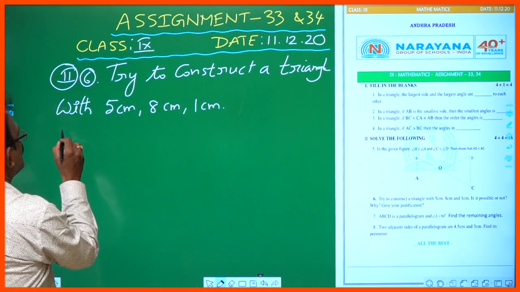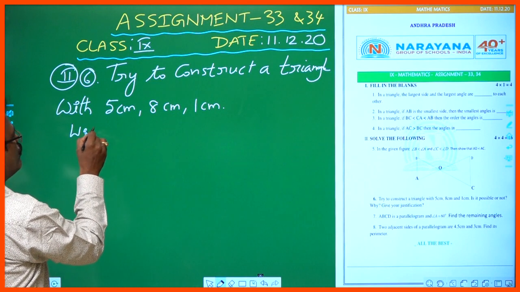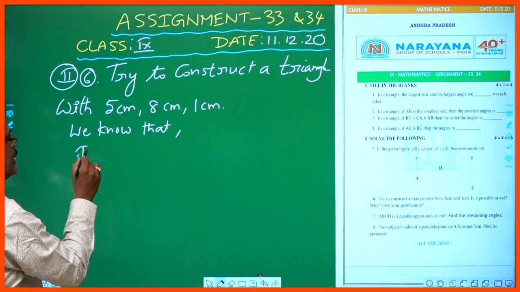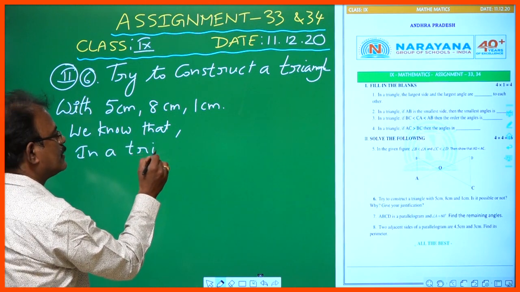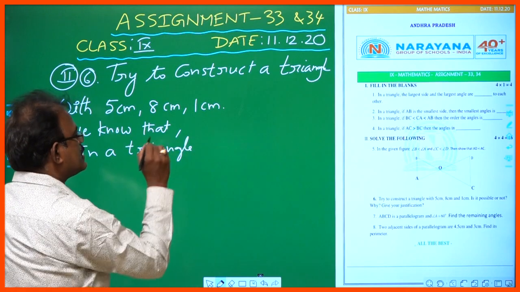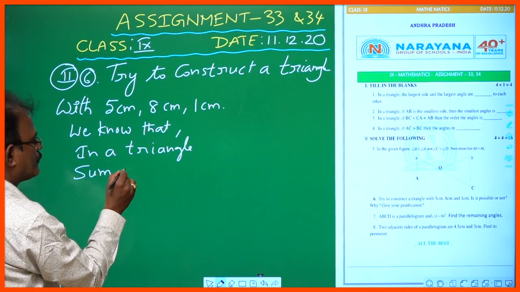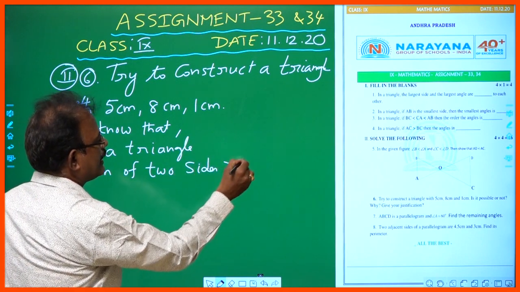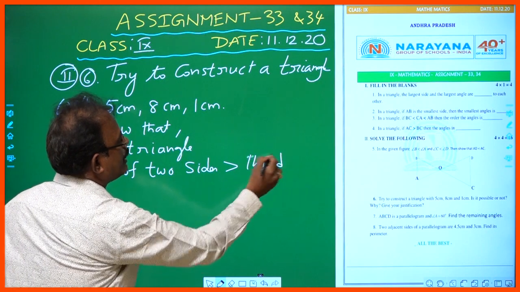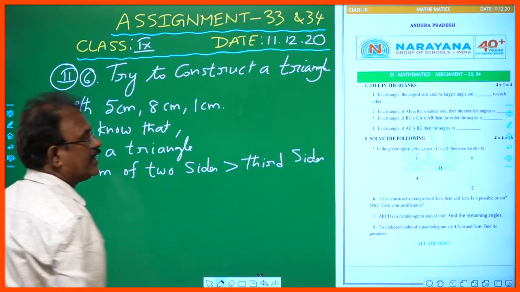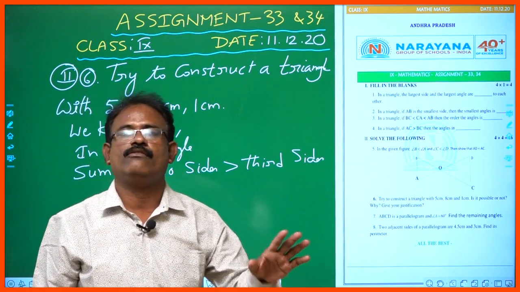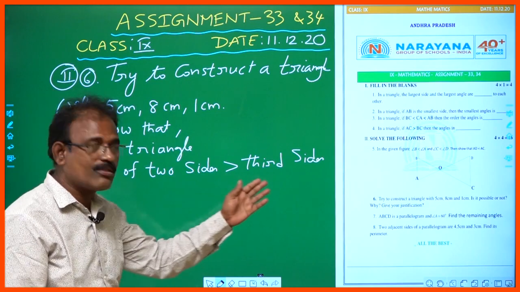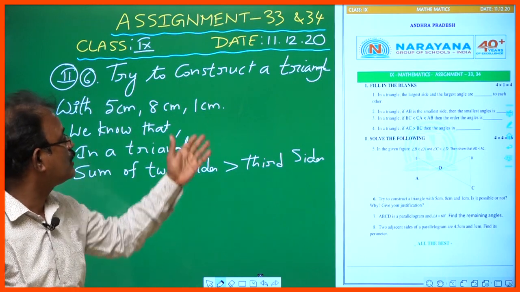Okay, first of all, what is the triangle property? We know that in a triangle, the sum of two sides is greater than the third side. If the property holds for any given 3 measurements, then only we are able to construct the triangle with those particular measurements. Otherwise, we can't. So let us verify whether the given measurements are satisfied.